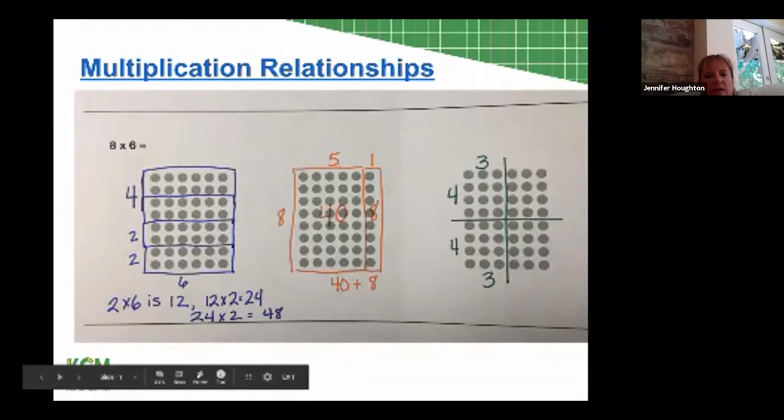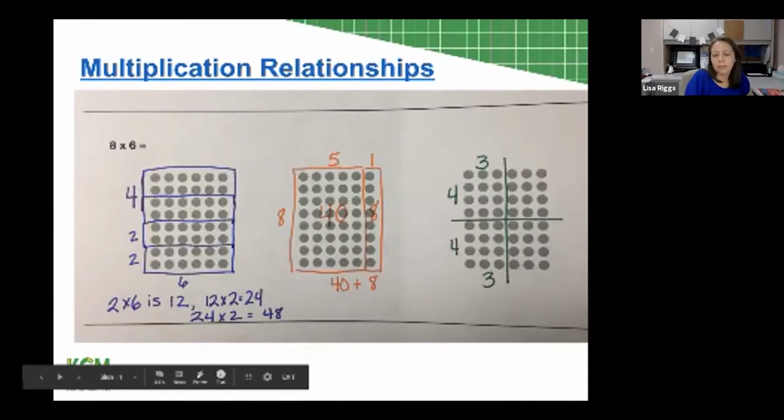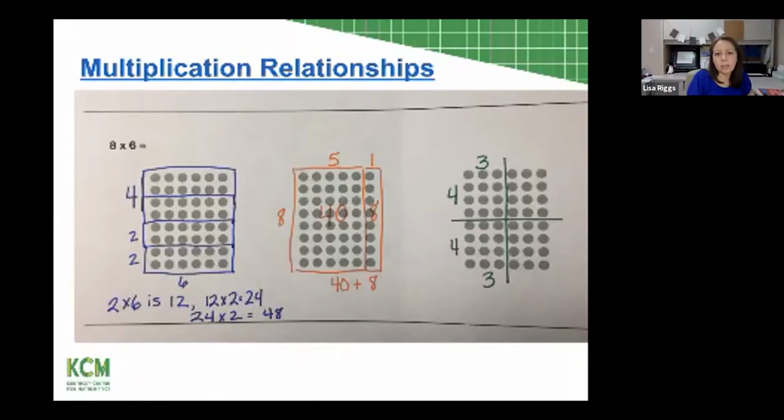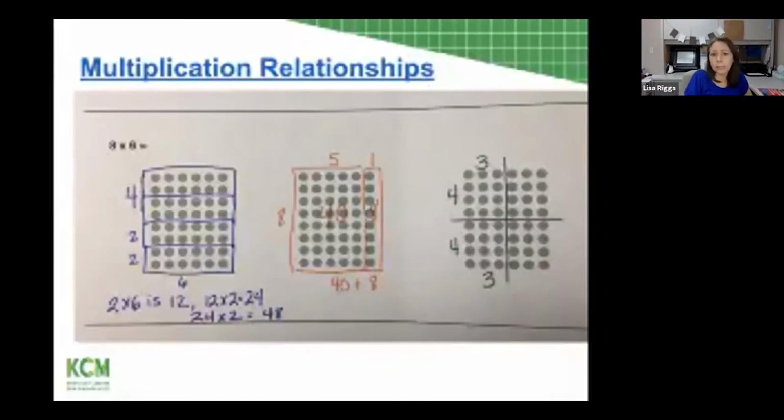That was the next one, right? So 8 times 6, but I know 8 times 5 plus another group. So that's that distributive property, working with the 5 and the one more to break up the 6. Okay, that break apart. What about this last one? Anybody figure out the student thinking here?